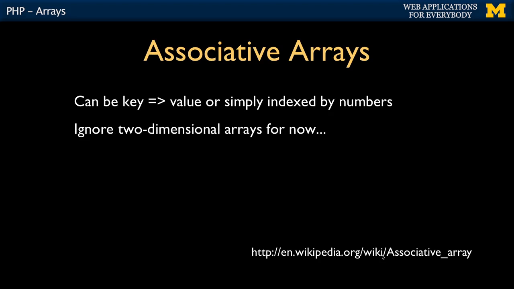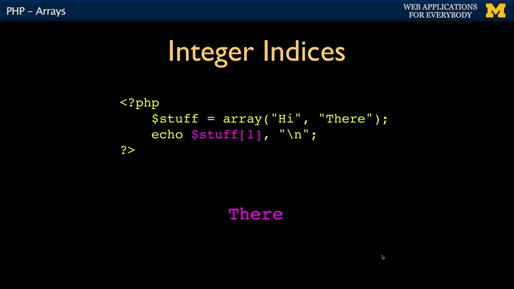In PHP, they can either be like a list, a linear list indexed by numbers, or they can be key value pairs like first name Chuck, last name Severance, phone number, blah. And they have two-dimensional arrays, but they're really just arrays within arrays of arrays, basically. We'll talk a little bit about that, but not too much. So you can make an array that is a linear list of things.